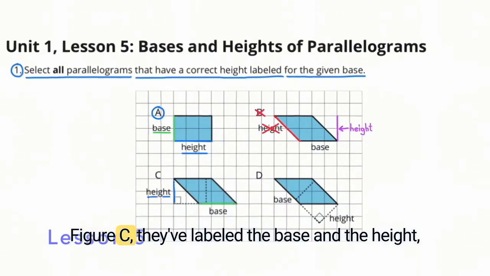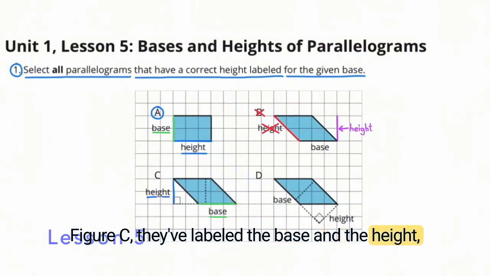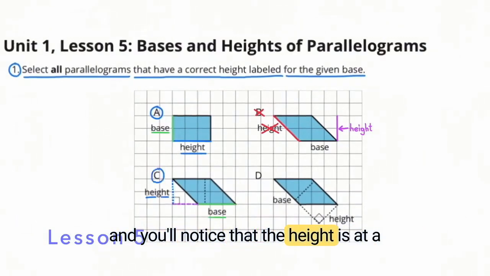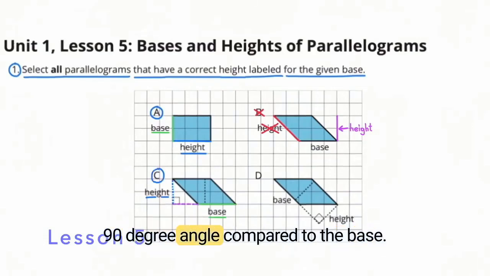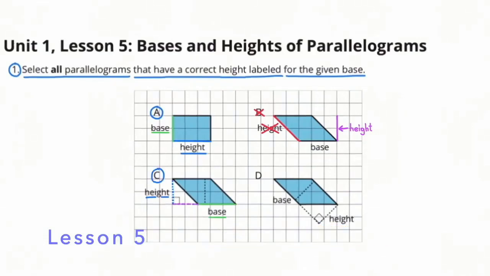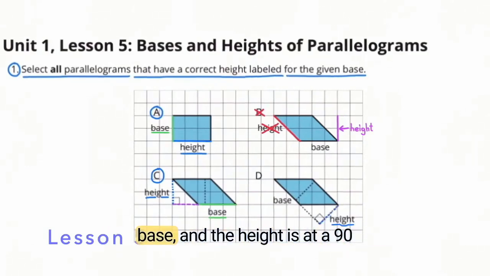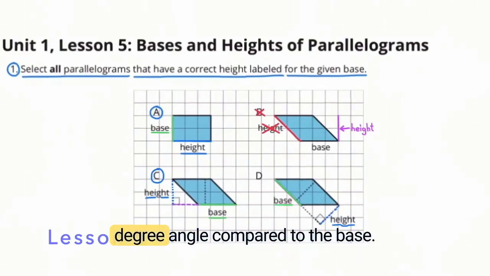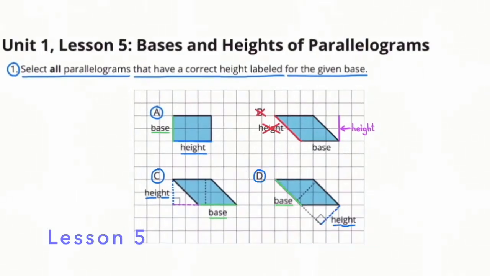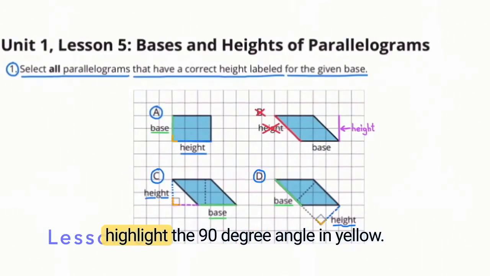Figure C, they've labeled the base and the height, and you'll notice that the height is at a 90-degree angle compared to the base. Figure D, they've labeled the height and the base, and the height is at a 90-degree angle compared to the base. For figures A, C, and D, I'll highlight the 90-degree angle in yellow.